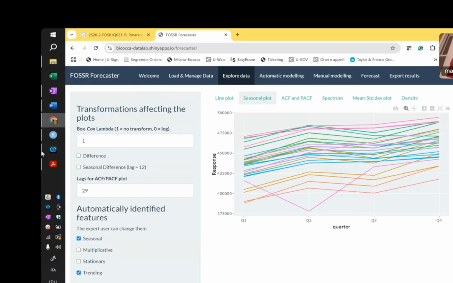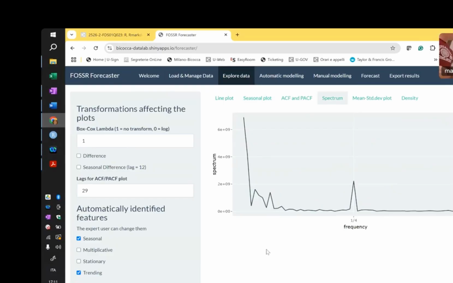I didn't show you one feature here, about the seasonality. I wanted to show you this one. I didn't explain what a spectrum is. Usually I don't do it, but I put it here.